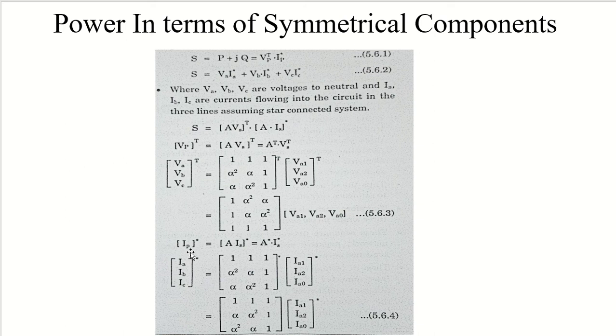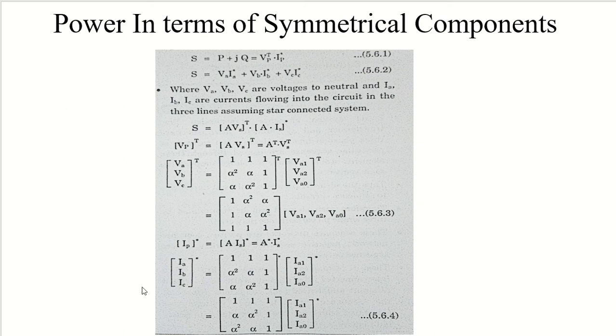IP is IA, IB, IC, right? And we also know what the value of A is. We just wrote it here, so we will write the same values here. And we are also familiar with the values of Is, IA1, IA2 and IA0. So we will mention it over here, and we will find the conjugate of IP, or we call it IP star.